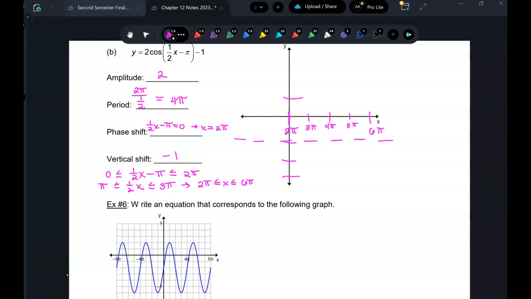Now cosine normally starts at 1, so it's going to start 2 up from the midline. This is a 2, so it's cosine, but I'm going up 2 from that midline. Then we go down to the midline, go down 2, back to the midline, and up. Now we get our cosine wavelength.